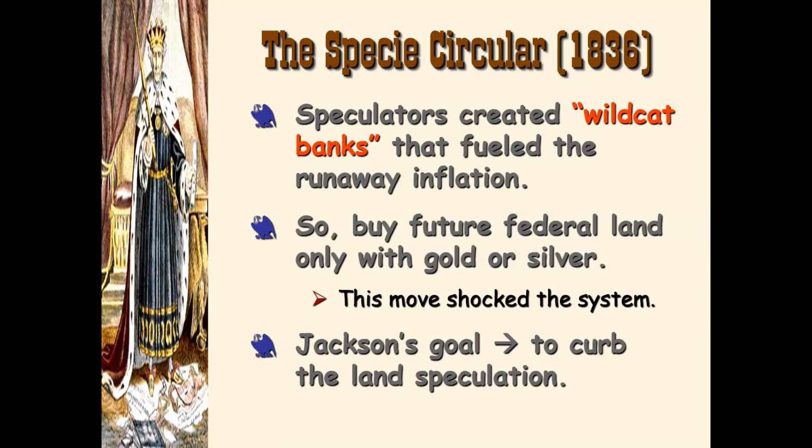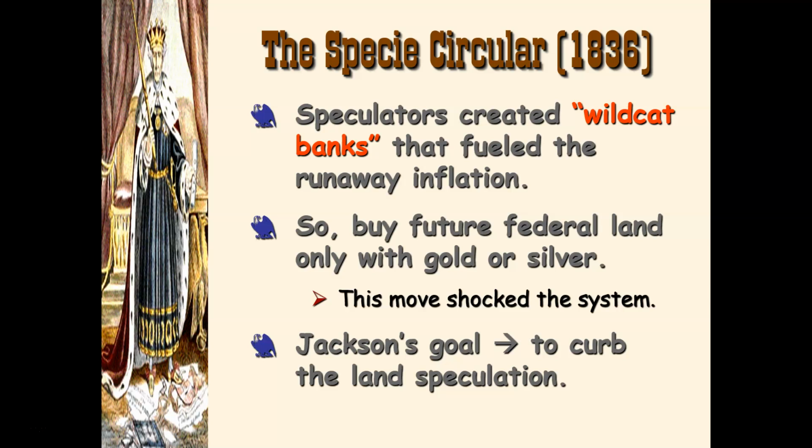The problem is it's gambling, and what happens if I don't buy valuable land? Then I can't pay back that loan. I'm broke, and the bank is out $100,000 that it loaned me, which sometimes drives the bank into bankruptcy. Now, what's Jackson trying to do? One, he's trying to end speculation, because speculation is bad. And he's right, but this is not the way to do it. And it shocks the system.